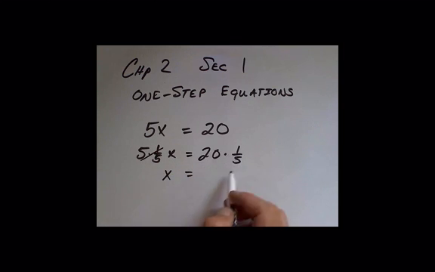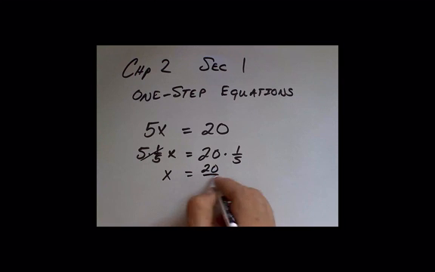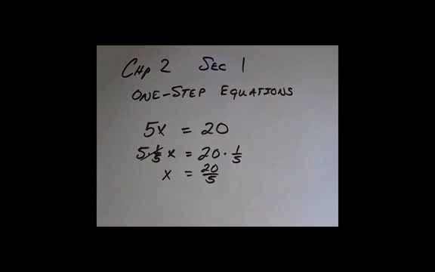20 times 1/5 would be 20/5, right? Remember what I told you in chapter 1. This is just like saying 20 divided by 5. What's 20 divided by 5? Well, we know it is 4. And that would be our answer.